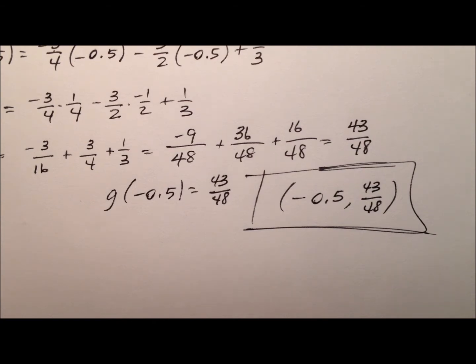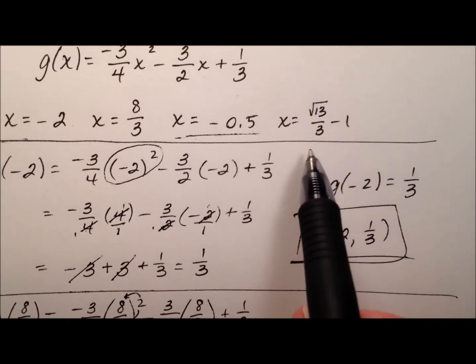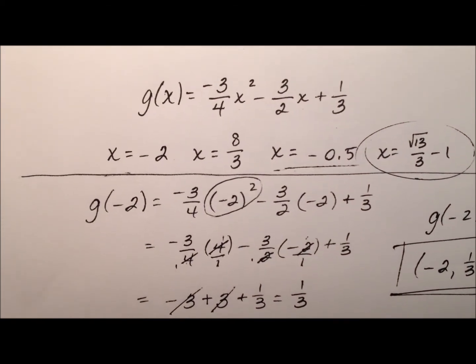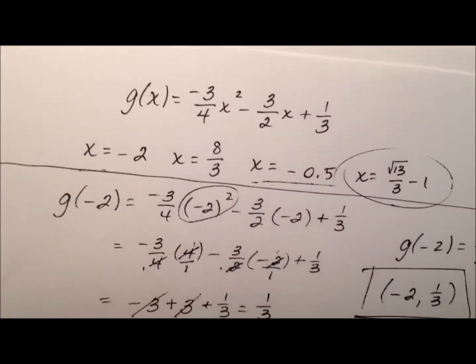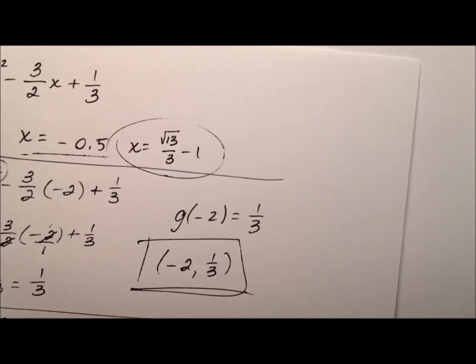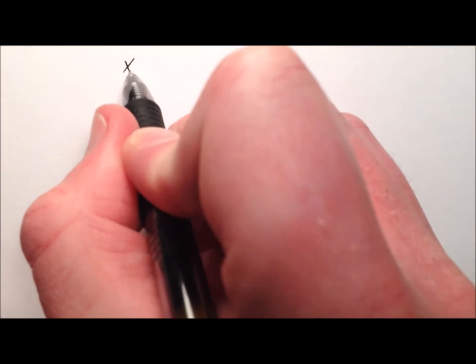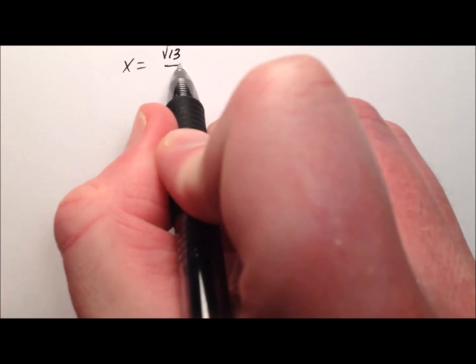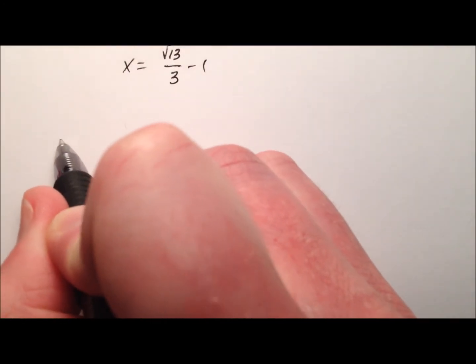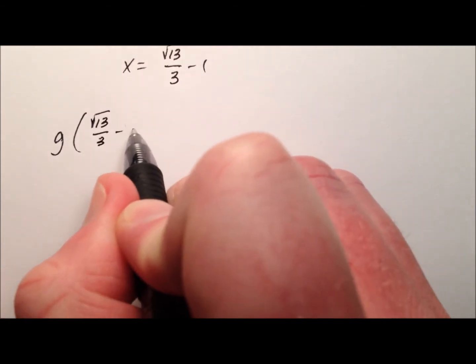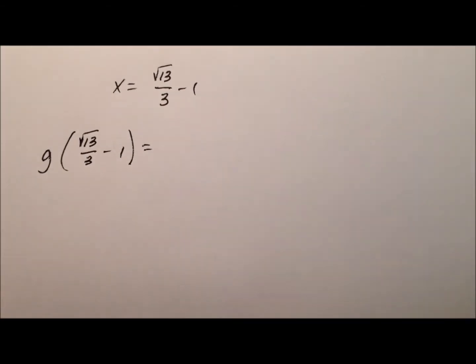All right, for this last one, because we're doing this irrational number here, the square root of 13 over 3 minus 1, we'll probably need another piece of paper because we don't have a lot of room left on that one, and I suspect this will take up some room. Okay, so let's rewrite everything. So our X value here is going to be that square root of 13 over 3 minus 1. So we're evaluating G at this value.